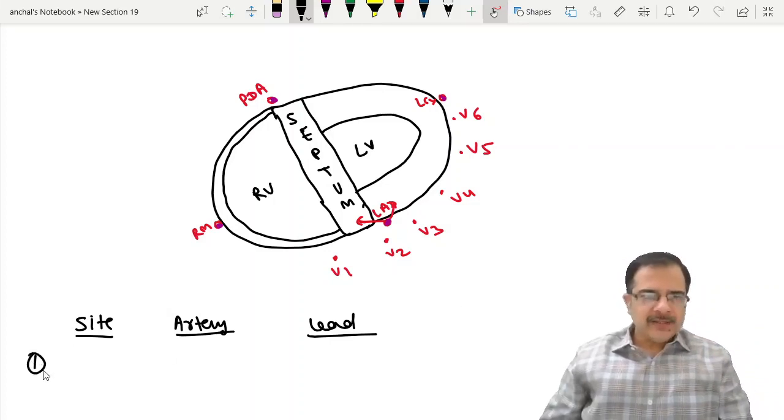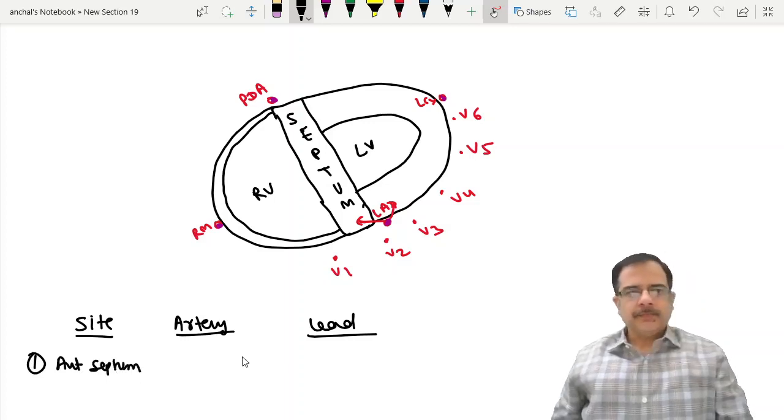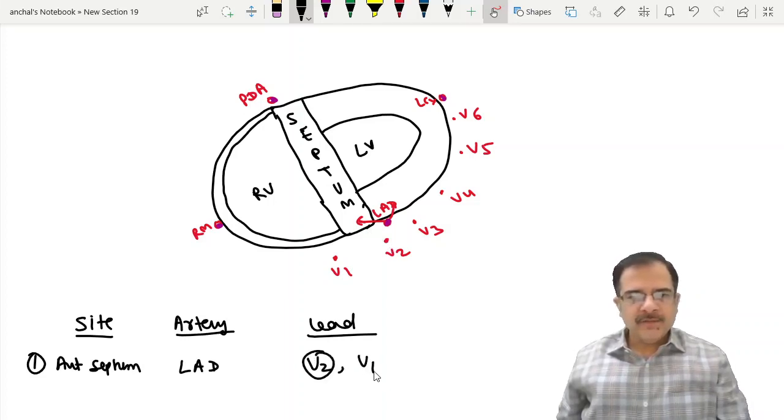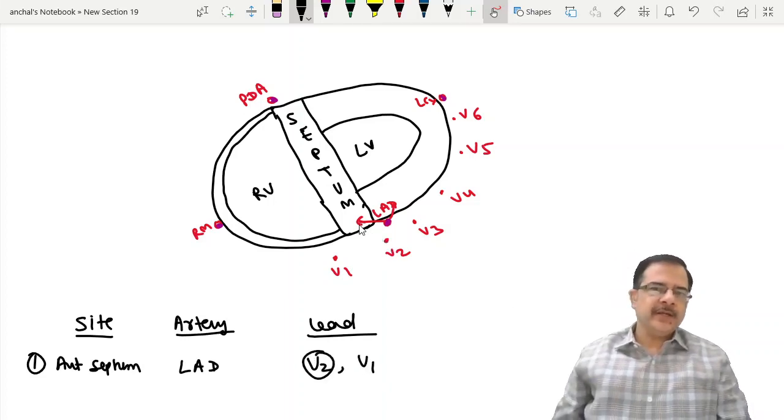Number one is the anterior septum. Artery: LAD, perforator branches or septal branches of the left anterior descending artery. The lead best will be V2, also V1. So the main lead is V2 along with V1. This is very near here.